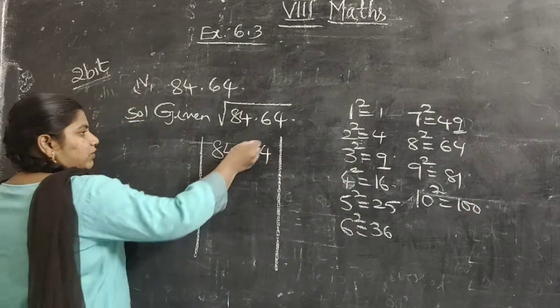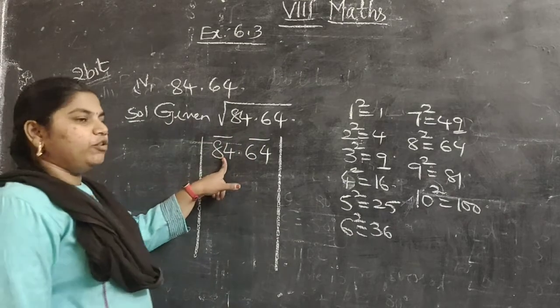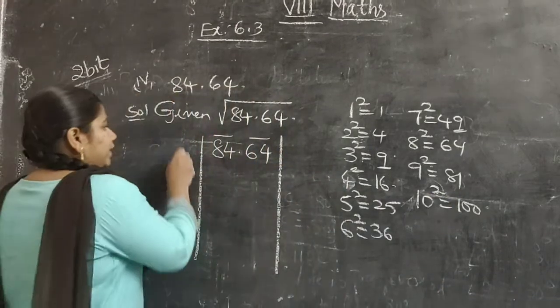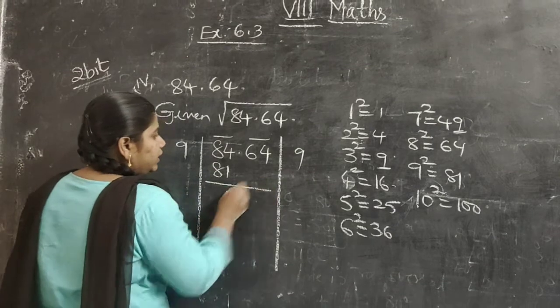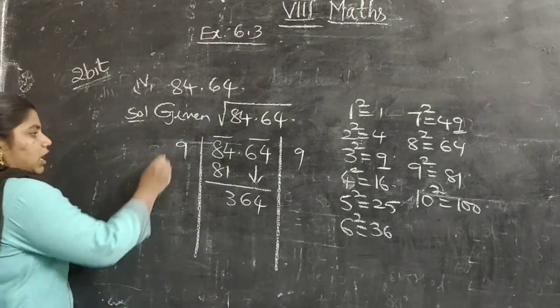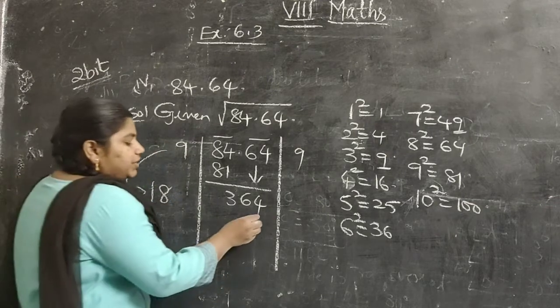So first pair the values. First pair, second pair. So what you got here? 84. The value less than 84 is how much? 81. So we will apply 9 here. 9 9s are 81. Subtract. Bring this full pair down. That will be 364. Now double this 9. That will be 18. What is the last digit here? 4.